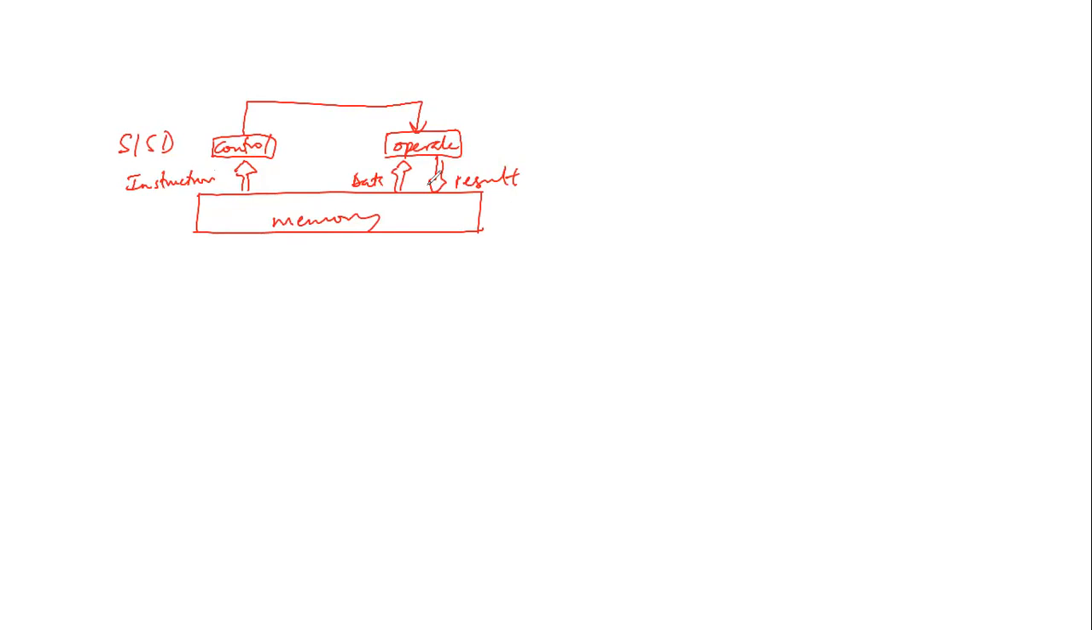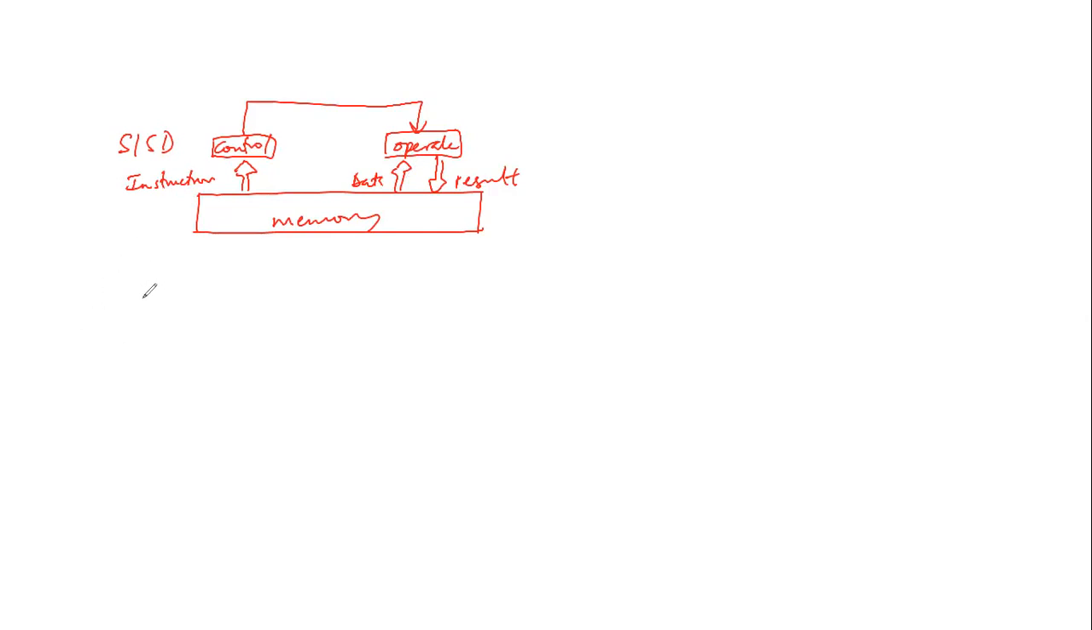Then you will see that this single instruction stream and single data stream have one CPU that executes one instruction at a time, just one CPU. And here it also executes one instruction at a time, so hence it is single instruction stream. And then it also fetches and stores one item of data, just one item of data at a time. So hence it is called single data stream.